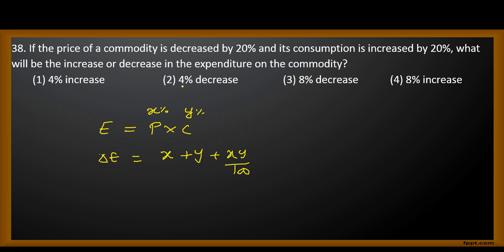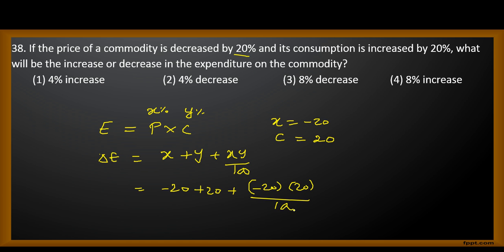Now here, read the question carefully. The price of a commodity decreased by 20%. It means X is equivalent to minus 20. And the consumption is increased by 20%, so Y is equivalent to plus 20. What will be the increase or decrease in the expenditure on the commodity? Simple. Minus 20 plus 20 plus minus 20 into 20 by 100, which is equal to minus 4. So 4% decrease. The expenditure is decreased by 4%. Option 2. See, negative sign indicates decrease.